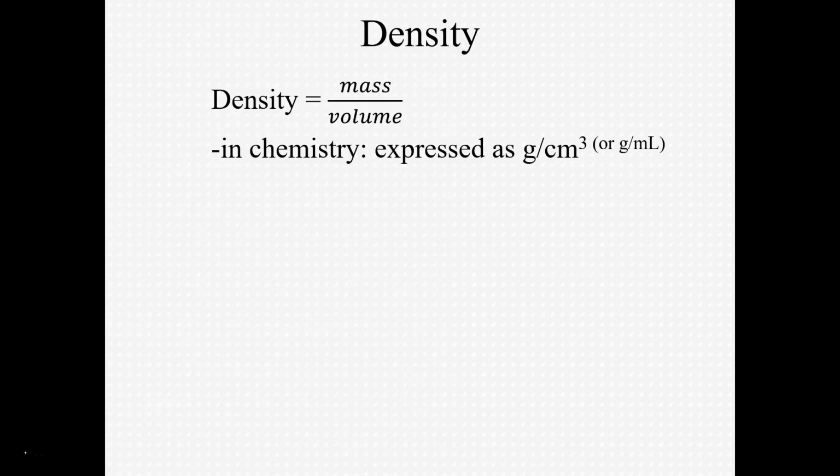So in chemistry, density is simply the mass per unit volume, and we're always going to express that with either the units grams per centimeter cubed, or grams per milliliter. It's important to know what units you're dealing with, because if your units aren't in grams or centimeters cubed or milliliters, you might have to do a unit conversion first in order to get those into the right unit.